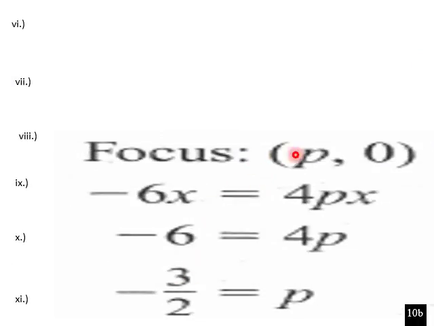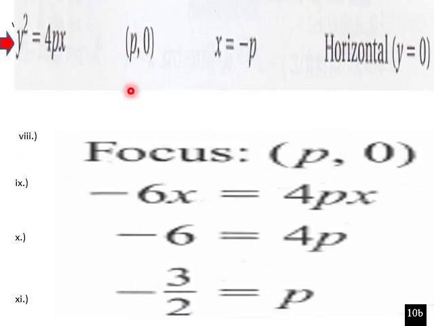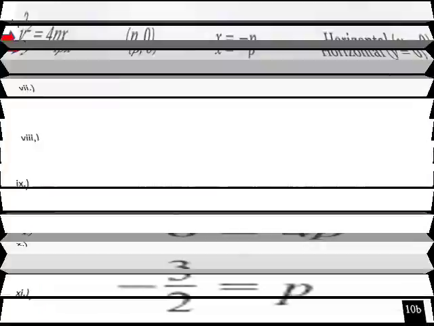The focus would be (p, 0). Negative 6x equals 4px, so negative 6 equals 4p. Then negative 3 over 2 would equal p. And that's how we derive our graph for that. So y squared equals 4px, focus (p, 0), directrix x equals negative p, and the horizontal y equals 0 would be our axis.